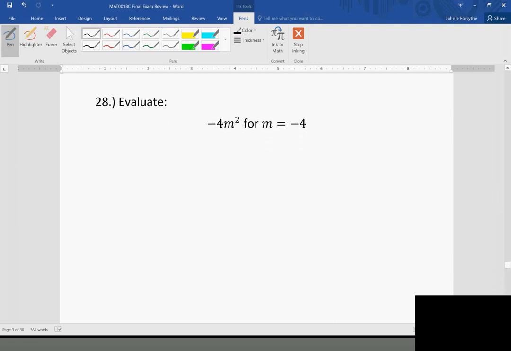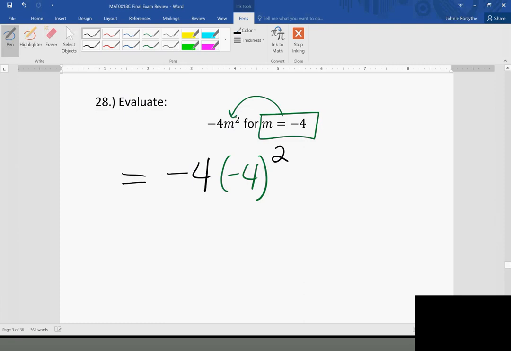Okay, 28. Evaluate negative 4m squared for m equals negative 4. So this is asking us to take negative 4, which is equal to m, and plug it in everywhere you see m in the expression here. So that's going to be negative 4 times m is going to be replaced with negative 4 squared. So we're going to follow our order of operations, and we are going to evaluate the exponents first.